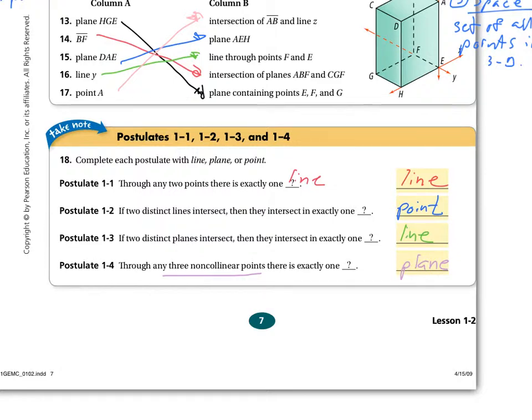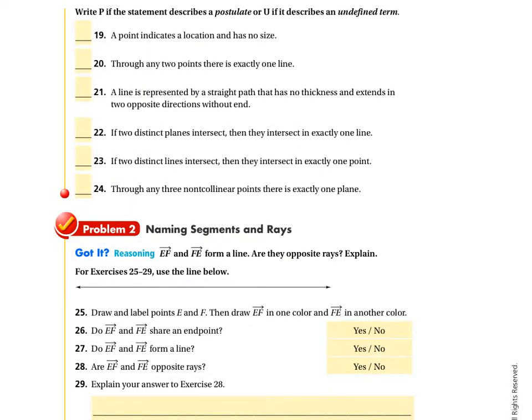All right, let's look at the third. If I were you, I'm not going to make you determine if it describes a postulate or undefined term, but I want you to know these. So these are just some more statements. A point indicates a location has no size. Isn't that a definition that we just had? Through any 2 points, there is exactly 1 line. That was that postulate that we just did.